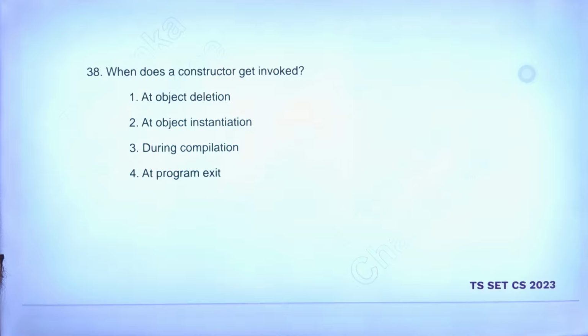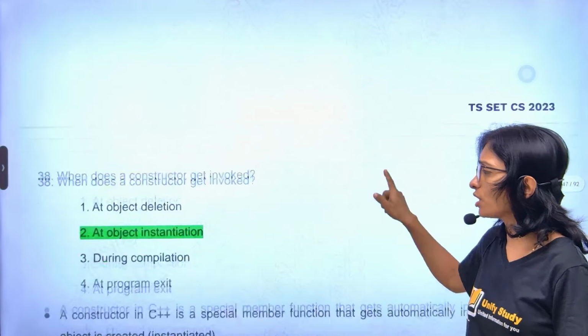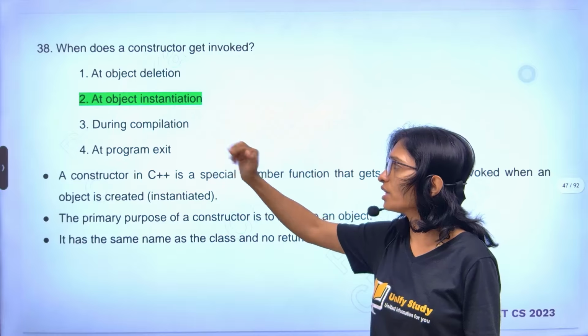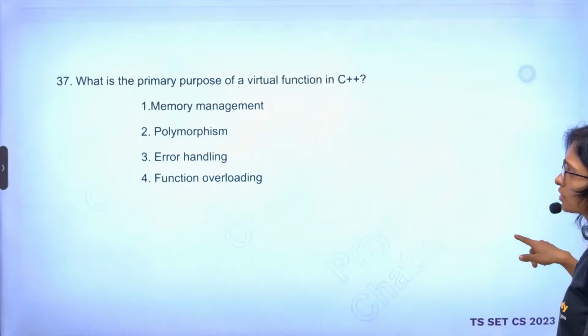When does a constructor get invoked? This is a simple question. Simple question, don't make a mistake. This is also 81% correct answer. Why, yaar? Why? When the constructor will be called: at the time of object instantiation only. Whenever you are creating an object, at that time only the constructor will be called. Why are you making mistakes? Do this.